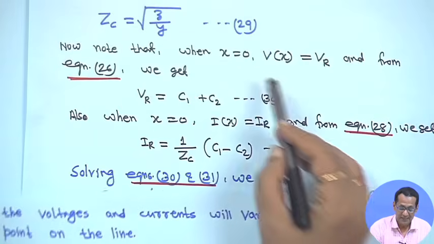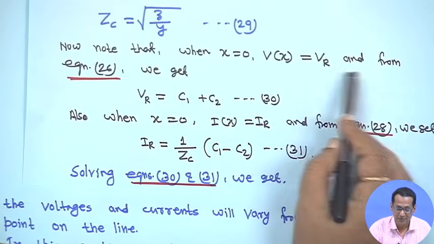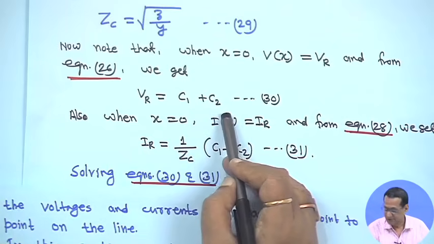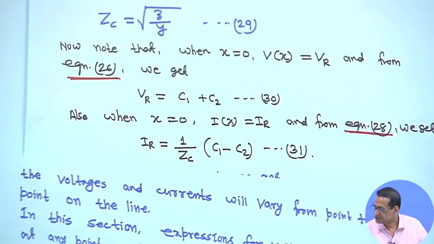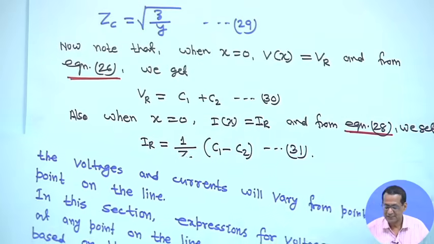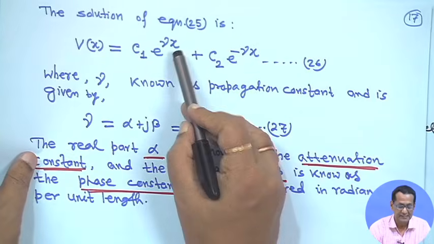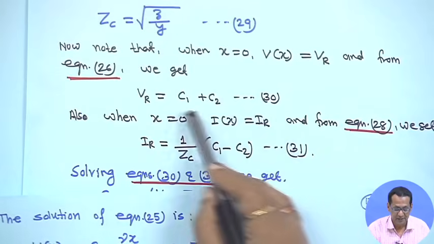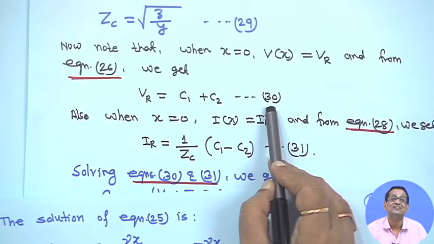Therefore, when x is equal to 0, V x is equal to V r, and from equation 26 you get V r is equal to C 1 plus C 2. So, when x is equal to 0, V x is equal to V r, that is C 1 plus C 2 is equal to V r. This is equation 30.